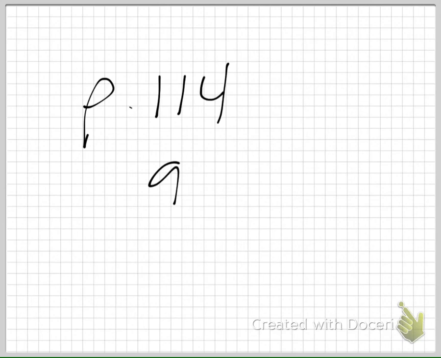Okay, page 114, 9 through 40 even. Let me make sure that that's something that you can do. 9 through 40, no problem. You're on it.